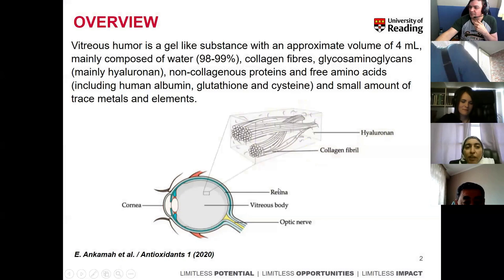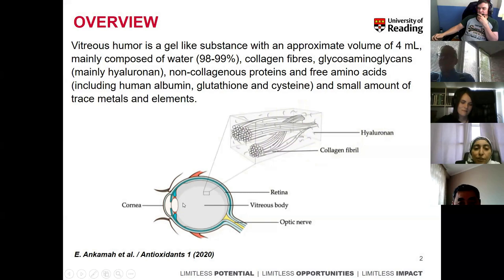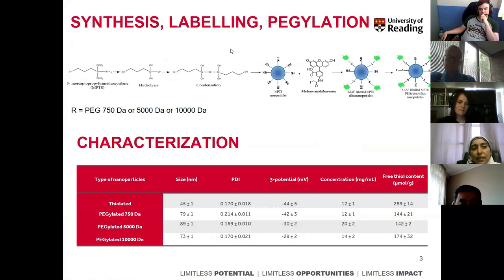To start with, vitreous humor is a gel-like substance present in the vitreous body, which is mainly composed of 99% water and collagen fibers, which form a network with hyaluronic acid and some other substances. It also has some non-collagenous proteins and free amino acids like cysteine and human albumin, and small amounts of trace metals and elements.